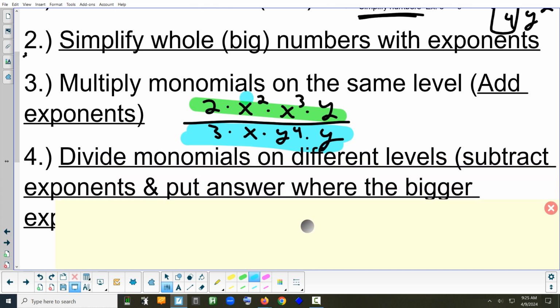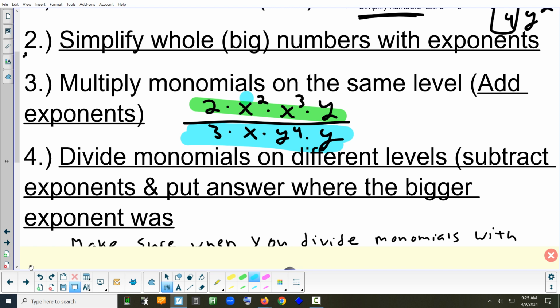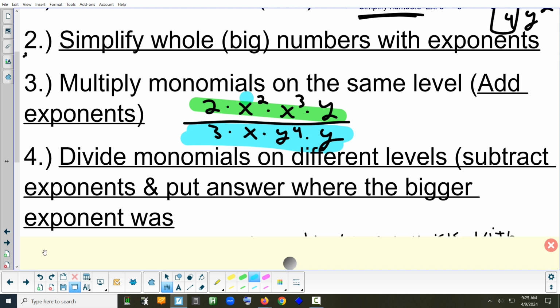Now step 4, this is the step we learned today. We're going to simplify things on different levels, something in the top and the bottom. That's where the subtraction comes in. So the trick that I'm giving you today to avoid any negative exponents is to always put the answer where the bigger exponent was.